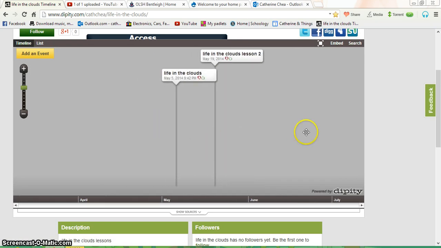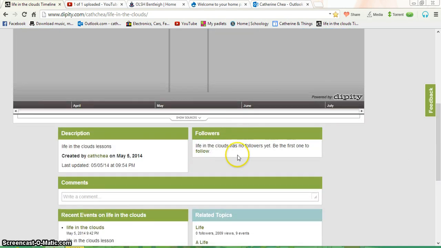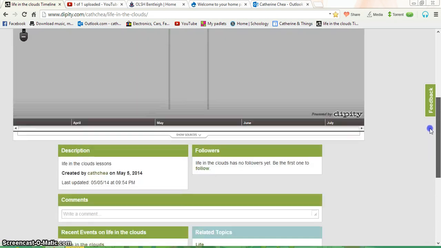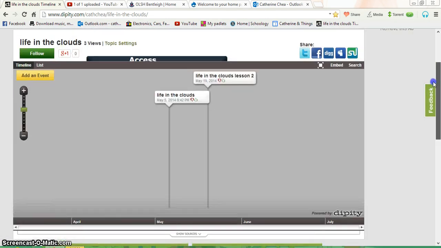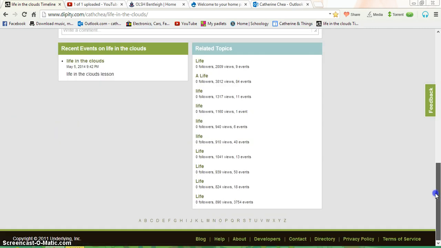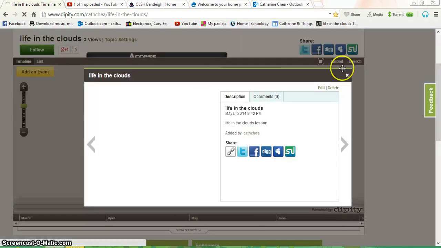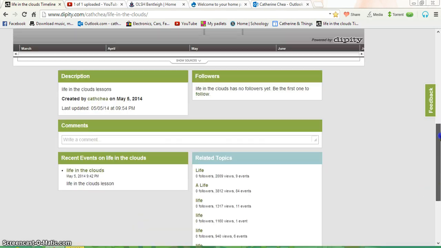So you can move around to see other events as well. You can have followers, and people just look at your timeline and follow, and people can see what you're doing. So this would be good for a lesson backtrack, like the teacher could write something, and if someone missed a lesson, they could just see what they did and be like, oh hey, yeah, I did this, oh cool. And that's pretty much it.